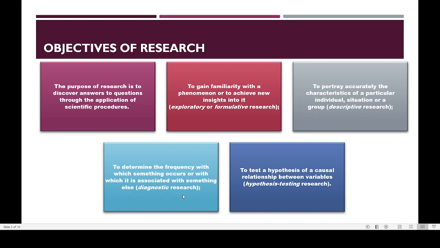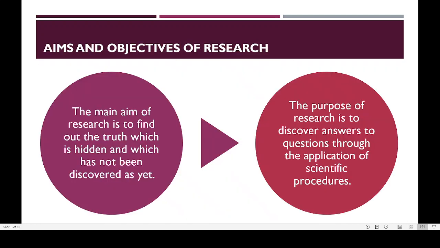Then we are finding out the frequency, how often a certain phenomenon is taking place, just like I told you in the case of the moon. Then finding the reason for certain phenomena. So these are the four different types of research which are commonly present. Then, what are the aims?